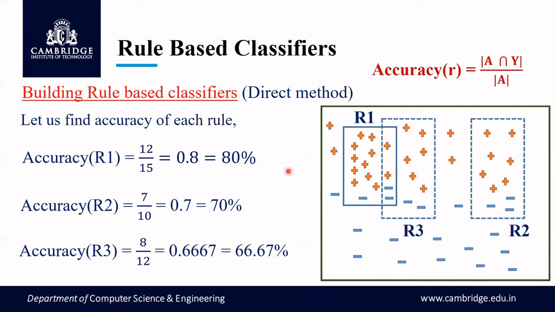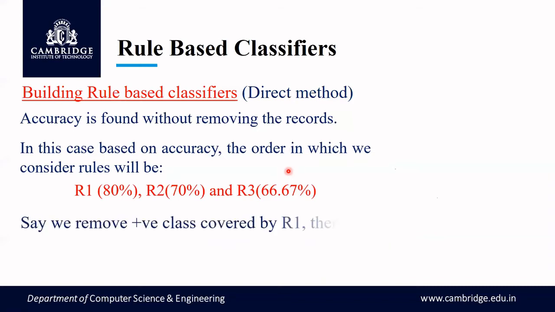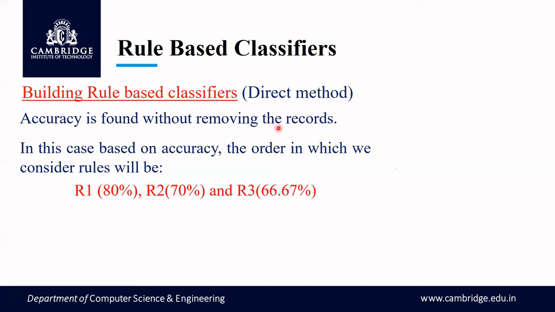Okay. So now, based on these accuracies that we have found, what is the order in which we'll be taking the rules for classification purposes? So I'll consider R1, which is 80% accurate, and then I'll consider R2, which is 70% accurate, and then I'll consider R3, which is 66.67% accurate. Okay, so this is without removing the records that belong to one particular rule.